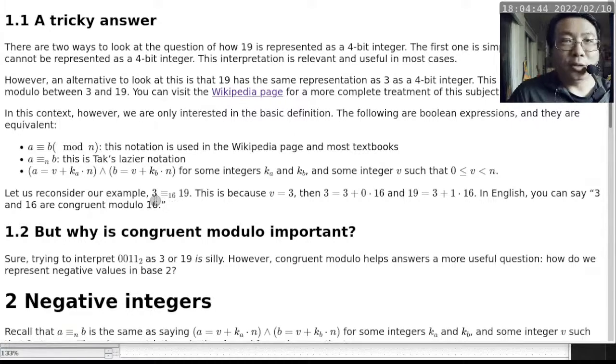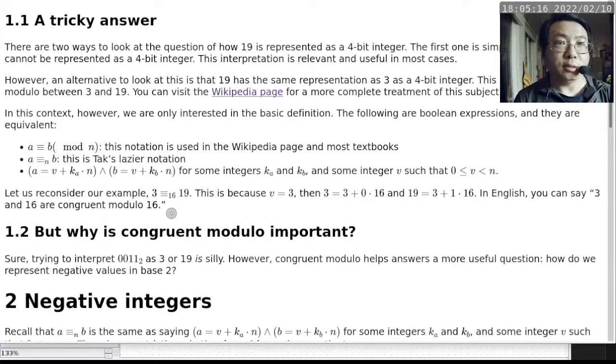So the notation 3 hamburger 16 19 is basically asking, it is not an assertion, it is a question. It is asking, are the values 3 and 19 congruent modulo 16? In other words, can 3 and 19 both be expressed as some kind of integer plus some kind of coefficient times 16? That's what it's asking. And the answer is true.